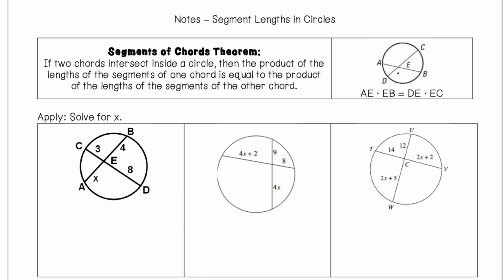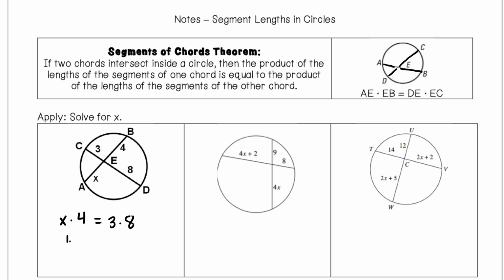So if we look at this circle, we're going to take the segment AE times the segment EB, these two parts of this chord. When we multiply them, they should be equal to the segment DE times the segment EC, the other two parts of the other chord that was intersected. So we should be able to set these equal down here. We're going to take x times 4, because those are the two parts of this chord, and set it equal to 3 times 8.